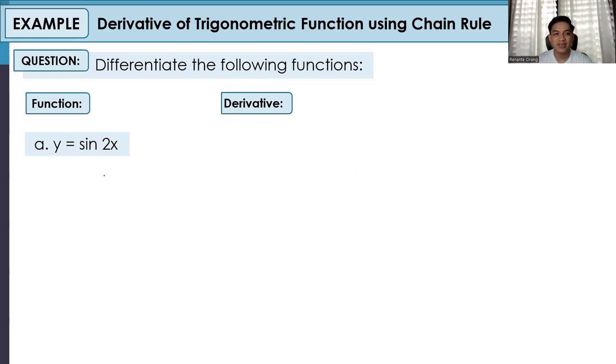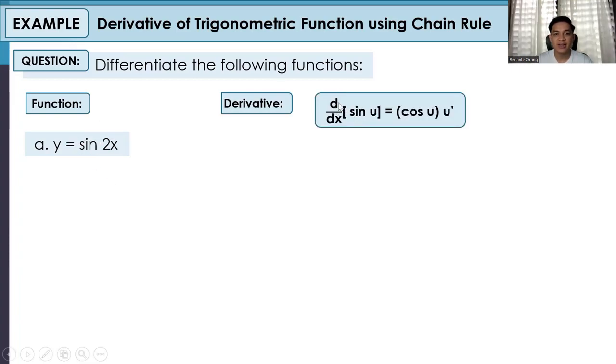First one, we have y is equivalent to sine of 2x. So, as you can observe, class, we have another function within our function because yung ating x is may katabing 2. So, this is another function within our trigonometric function. So, we have our formula kanina. The derivative of our sine u is equivalent to cosine u, u prime.